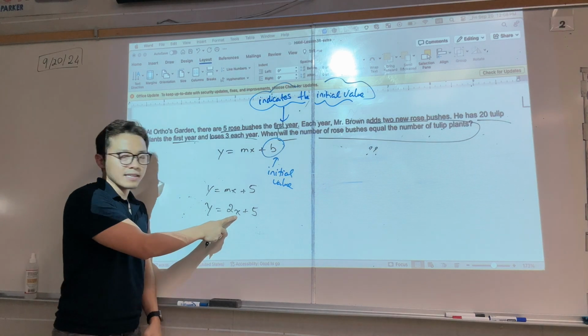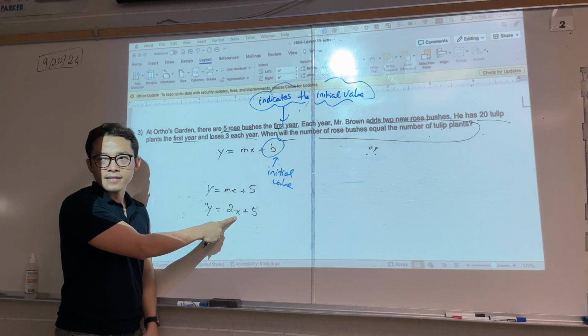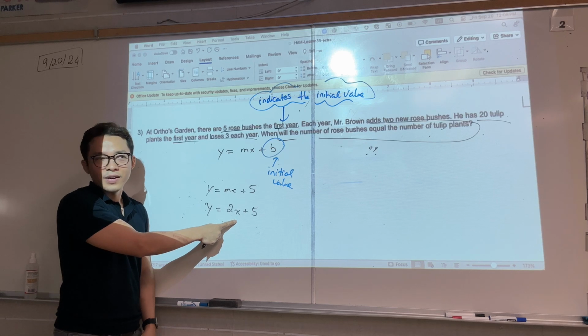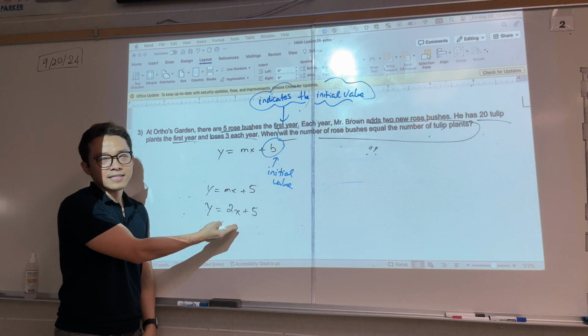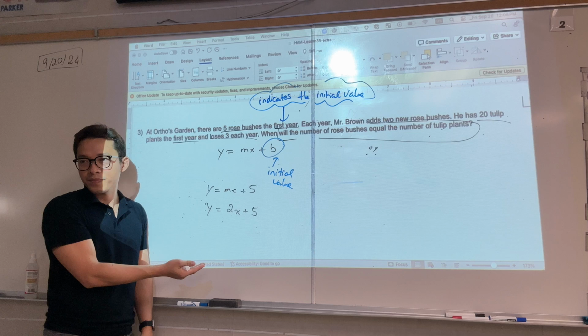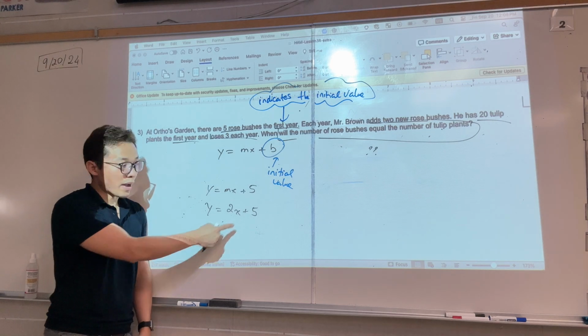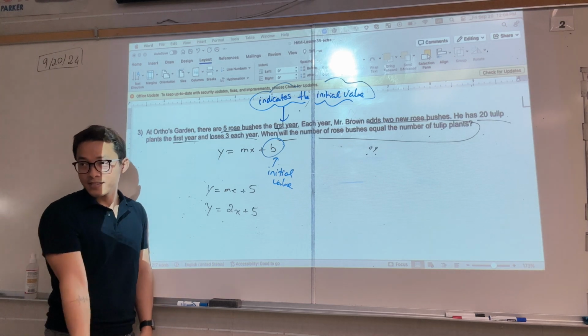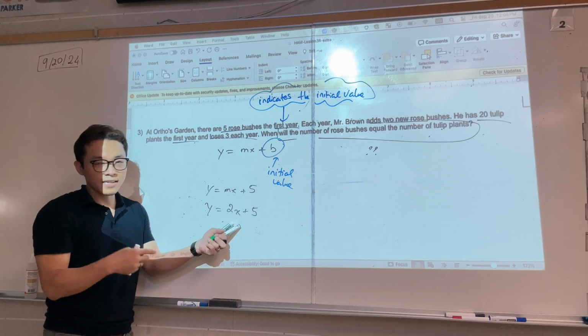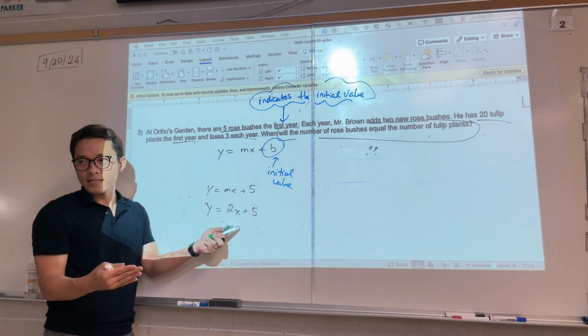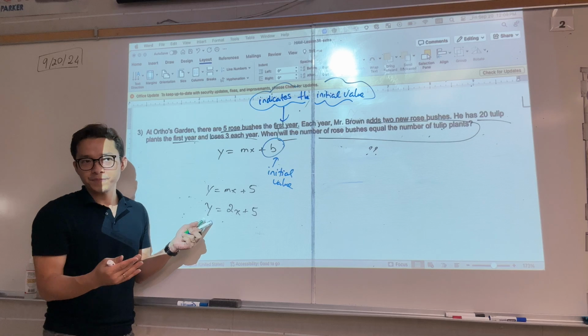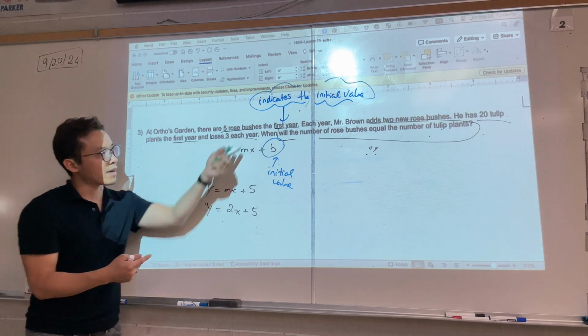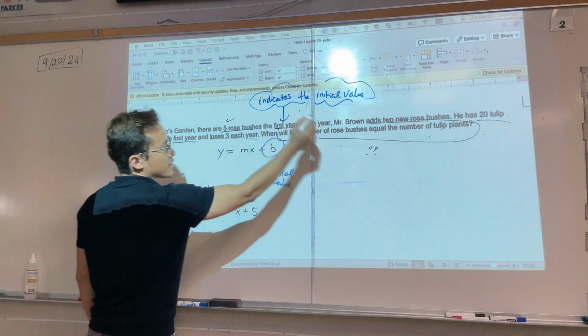So what is the x assigned for? Every year? What does it mean, every year? Let's say x is the number 5, what does it mean? 5 years. So x is the number of years, not every year, okay? x is the number of years. Make sense? And then y is the number of roses, okay? Now, second equation. So we've done this.